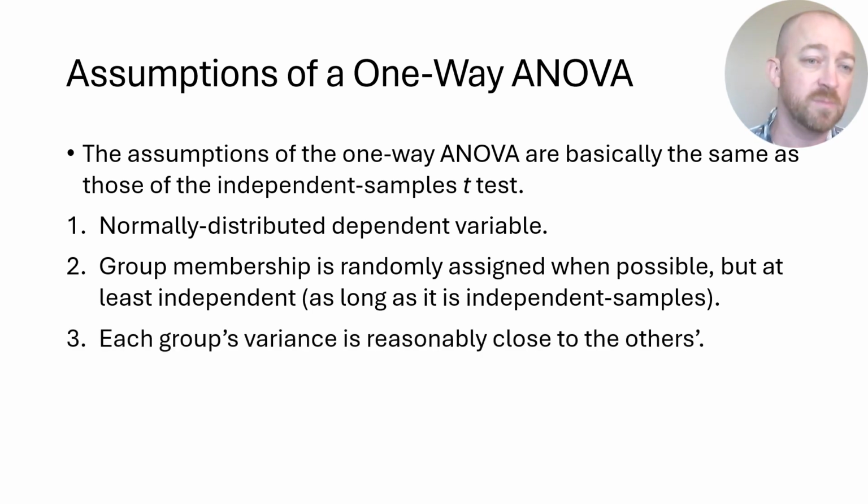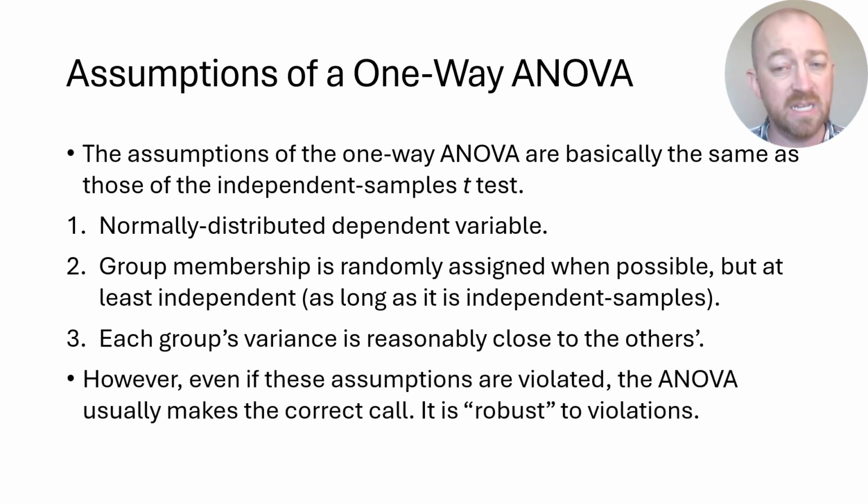And it also assumes that each group's variance is relatively close to the other groups' variances. One quick way to look at that is you can calculate the standard deviations of each group on that dependent variable, and you should see that they're roughly the same. They're not exactly the same usually, but at least they're pretty close to each other and comparable.